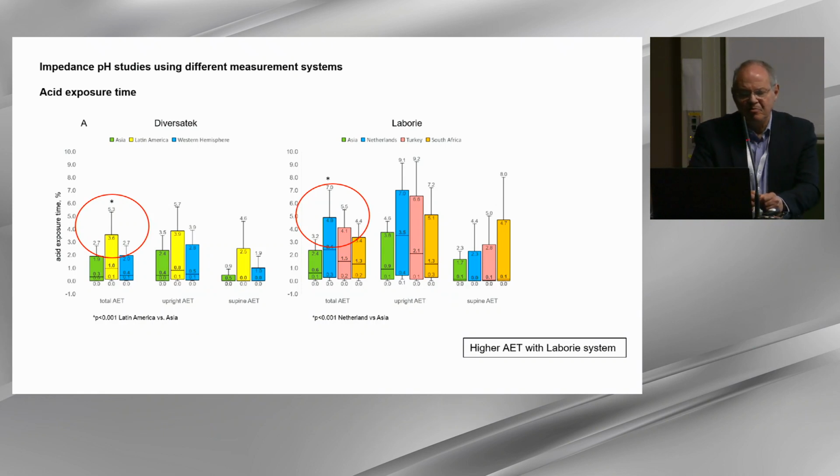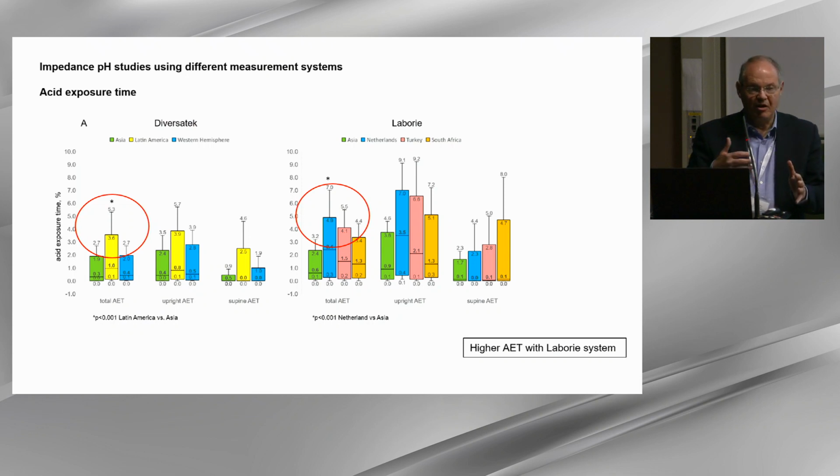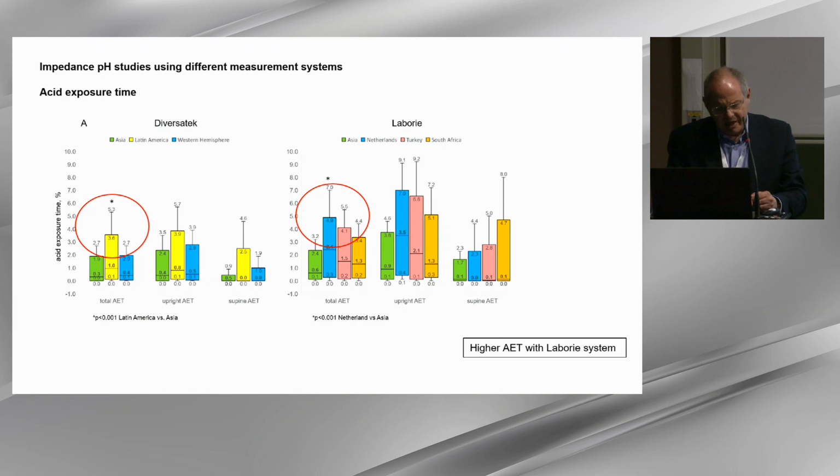And there were important regional differences. For example, if you use the same system, Diversatec, and you look at the total acid exposure, you will see that in Latin America, in yellow, the 95 percentile was 5.3%, whereas in Asia and in Western Europe and the US, it was significantly lower, around 2.7, 3%. So there are regional differences that cannot be secondary to different systems. We now looked at the same system in different countries. And as I said, the measurements with the Labori system were much higher than what we saw with the Diversatec.